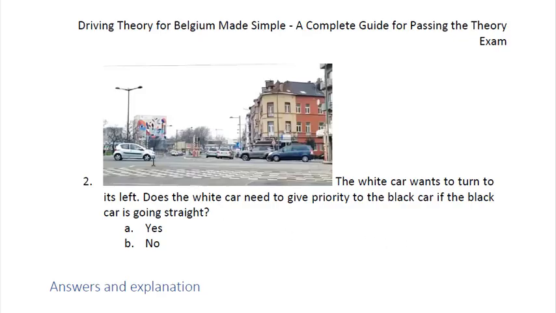So the question is, this white car here wants to turn to its left. Should it give priority to the black car coming from the other direction? Your options are yes, no. So we learned that any vehicle turning left or right is doing a maneuver, and any vehicle turning left must give priority to the traffic coming from the opposite direction that is going straight or turning towards its right. So what is the answer here? Yes, the white car must give priority to the gray car or the black car, which is going straight.